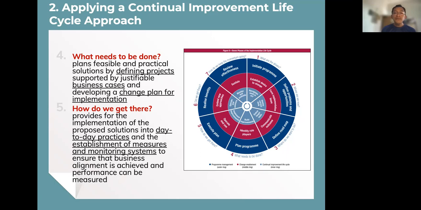The fifth, how. How is more technical for sure: to provide the implementation, provide the solutions, day-to-day practices, establishment of measures. It means that you need to set up the KPI, how to measure the achievement, monitoring system as well, to ensure that business alignment is achieved and performance can be measured as well. Right, that's why you need to identify the KPI.